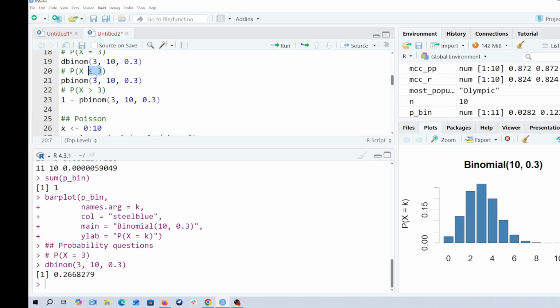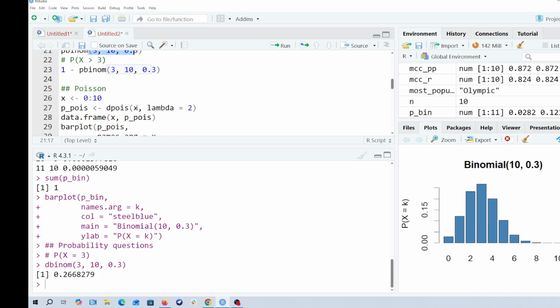Like most of the times, instead of looking at P greater than 3, that means you have to pick from 3, 4, 5, 6, 7, 8, 9, and 10, right up to this number of trials that we have. So instead of doing that, we can just take P of x greater than 3 is the same as 1 minus P less than or equals to 3. And we already calculated this. So if we have this value, we can always get that probability.